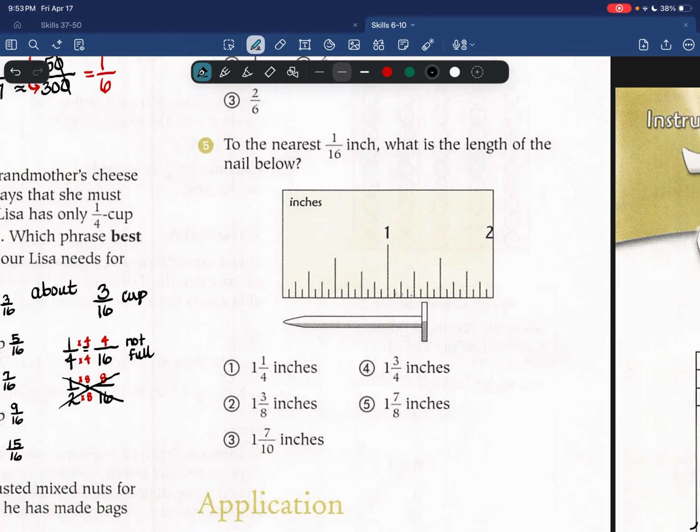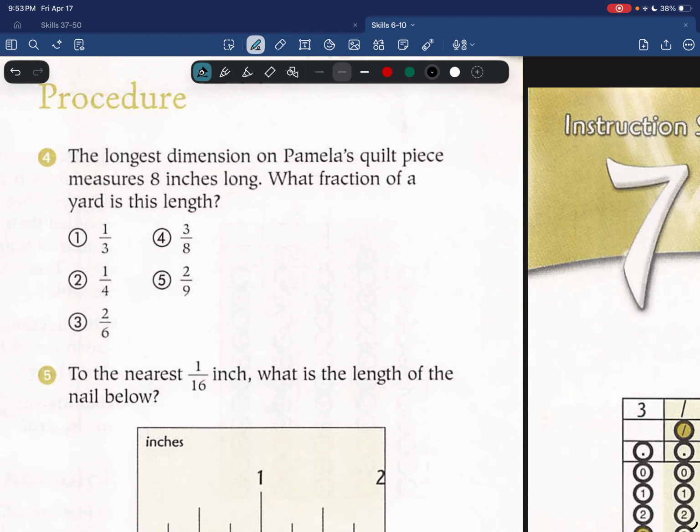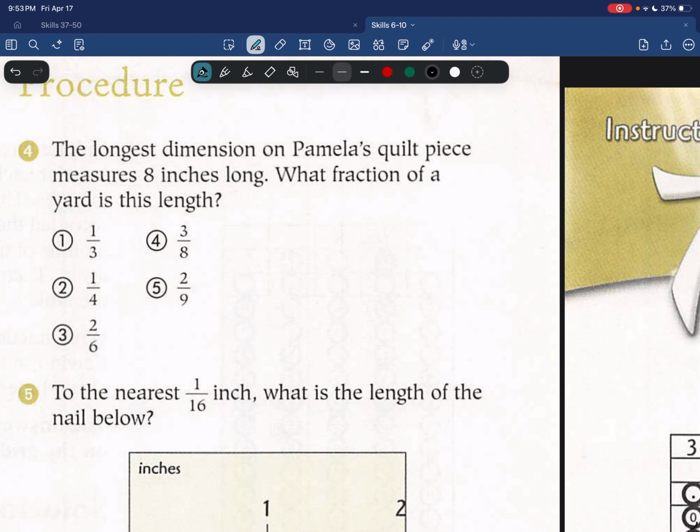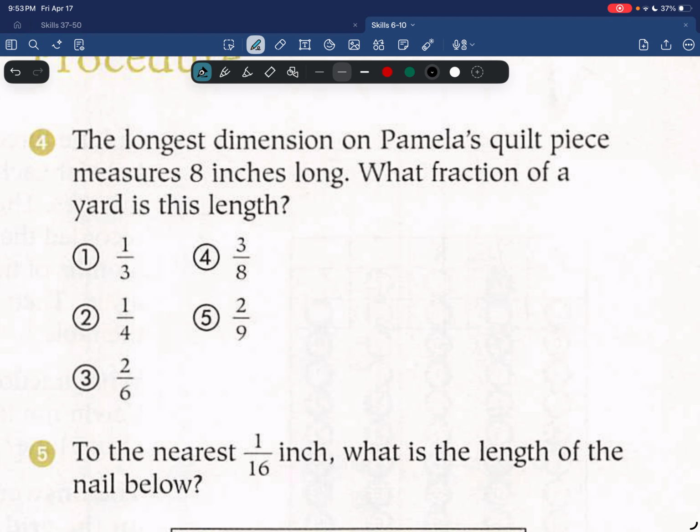Okay, a procedure question. I like these better. The longest dimension on Pamela's quilt piece measures 8 inches long. What fraction of a yard is this length? So you would have to know this fact. We know that 1 yard is 3 feet, and each of those feet has 12 inches. So 1 yard is 36 inches.